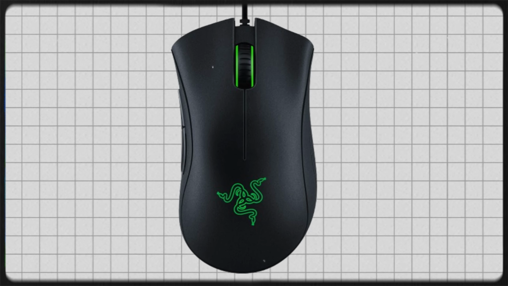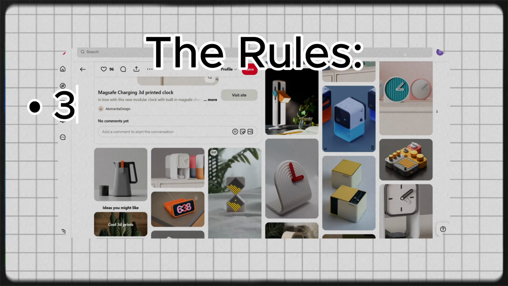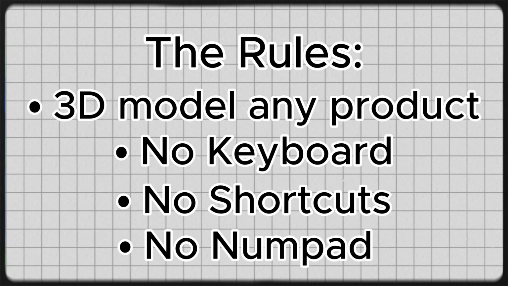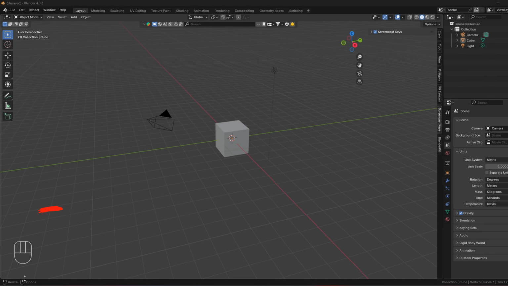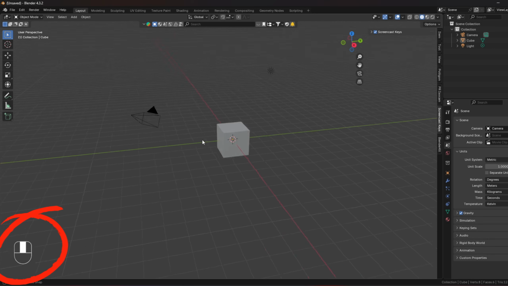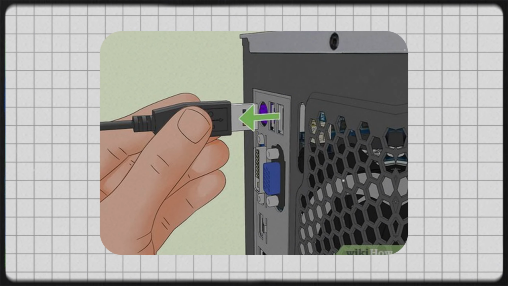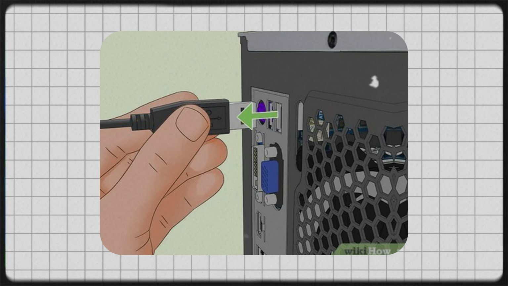I'm going to challenge myself by 3D modeling a product only using a mouse. The rules are that I can 3D model any product that I want. No keyboard, no shortcuts, no numpad, just a Razer DeathAdder and lots of clicking. And to keep it 100% transparent, I've got an extension on the screen so you can see every button I press. I even unplugged my keyboard just so you guys know I'm not cheating, which you can't really see, but you guys get the point.